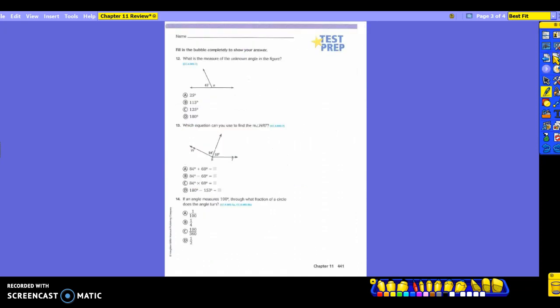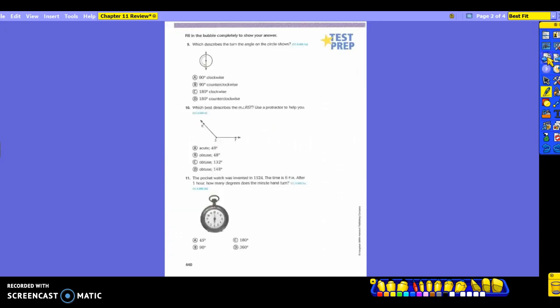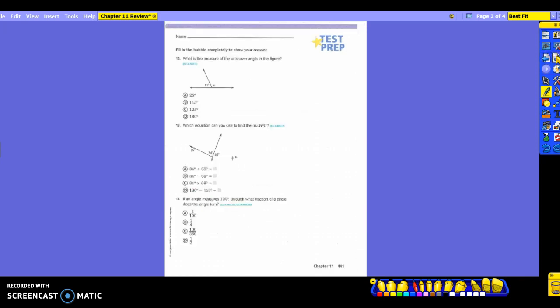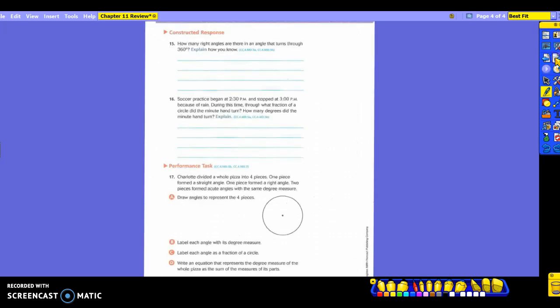Next 2 actually are test prep. As you can see, you have some things with angles. You have a clock on here that you're going to have to deal with angles with. More angles. Kind of what this whole entire chapter was on, right? Yes. Okay, flip to the back side. Here are your constructed response questions as well as your performance tasks, where you have to do multiple things to answer a question. Let's read number 15.